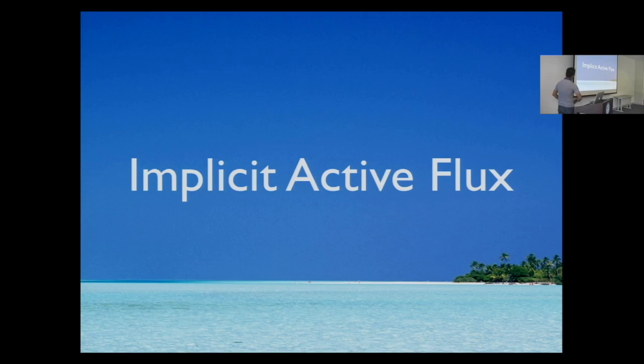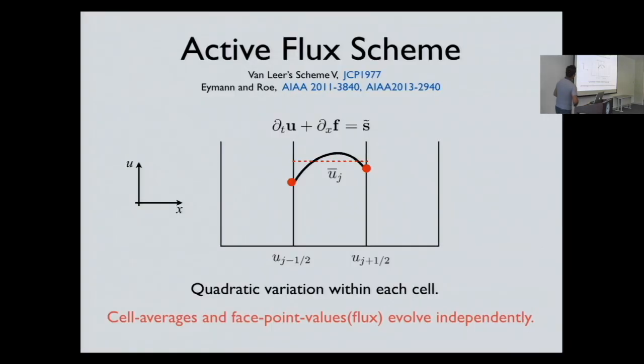So this was supposed to be a summer talk, but it's almost the end of summer. I'm going to talk about implicit Active-Flux. What is the Active-Flux scheme? Active-Flux is a third order scheme, but it can be extended to higher order. The idea goes back to 1977, to van Leer's scheme 5. And decades later, Eymann and Roe took this 1D scheme to multi-dimensional unstructured grids.